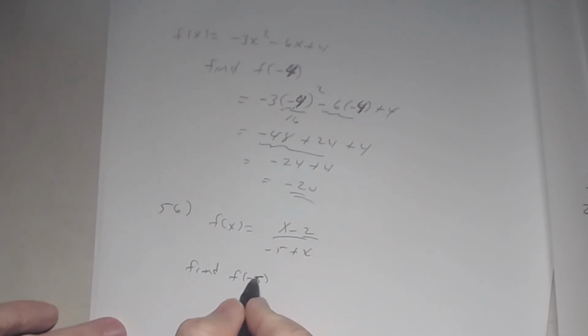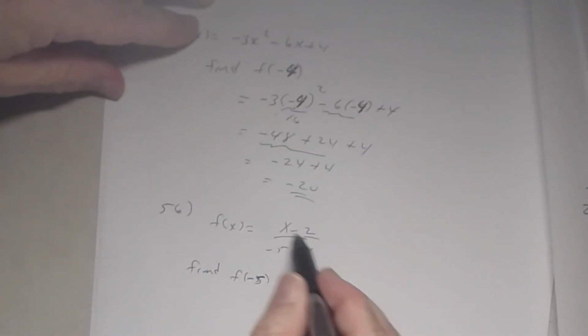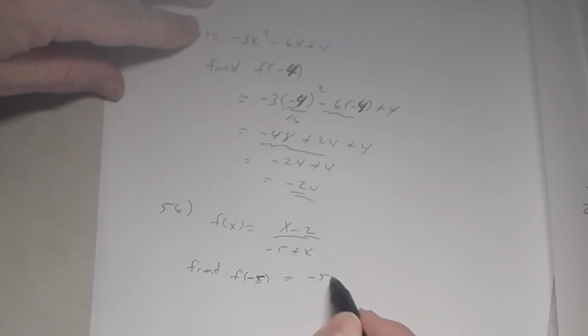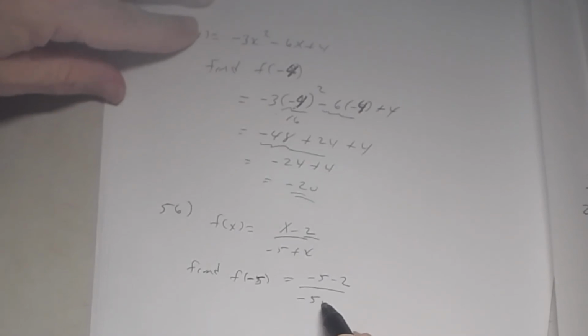So it's the same way you did the test. How do you find f of negative 5? You plug negative 5 in wherever there's an x. So they're going to say negative 5 minus 2 divided by negative 5 plus negative 5, right? Y'all agree?